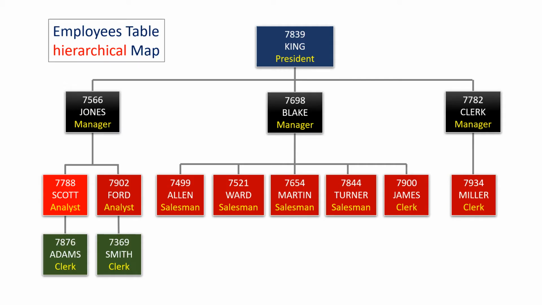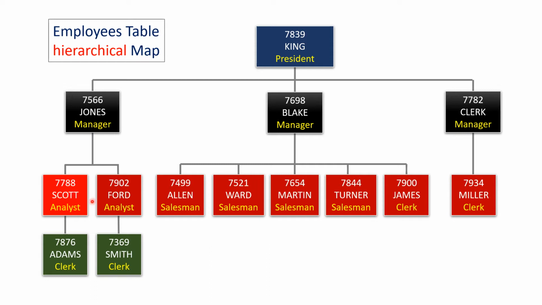This is the chart representation of the EMP table. I hope you know the EMP table. There are employees, and let's see the relationship between different employees. Here King is at the top and his job is president, and his employee number is 7839. Under King, three employees are working, that is Johns, Blake and Clark. These three have the same manager, that is King. That means their manager will be 7839.